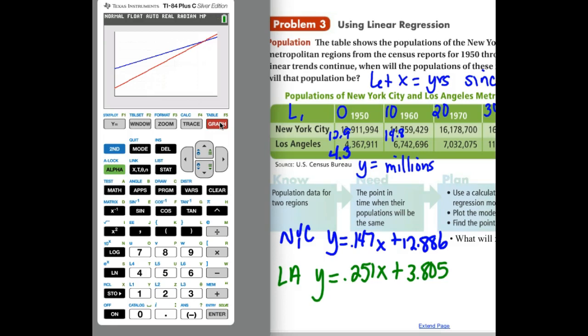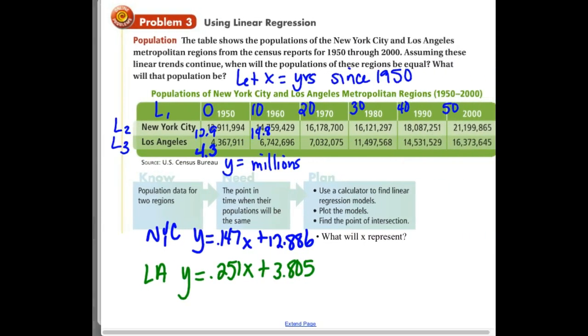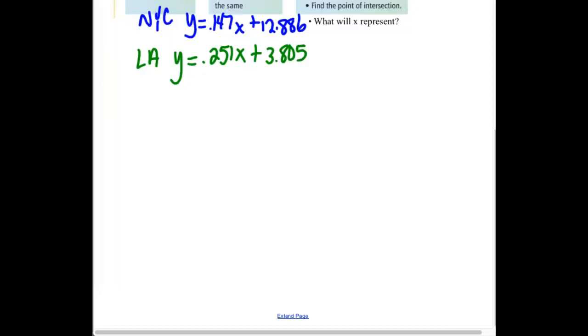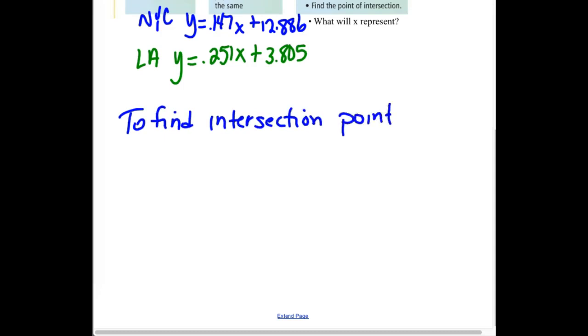Now, your calculator is actually able to tell you the exact point where those cross. To get that, I'll come back to that screen in just a second. To find the point of intersection, the keys you're going to hit will be the second key, and then you're going to go to the Trace button up at the top, and then we're going to choose option 5, which is intersect.